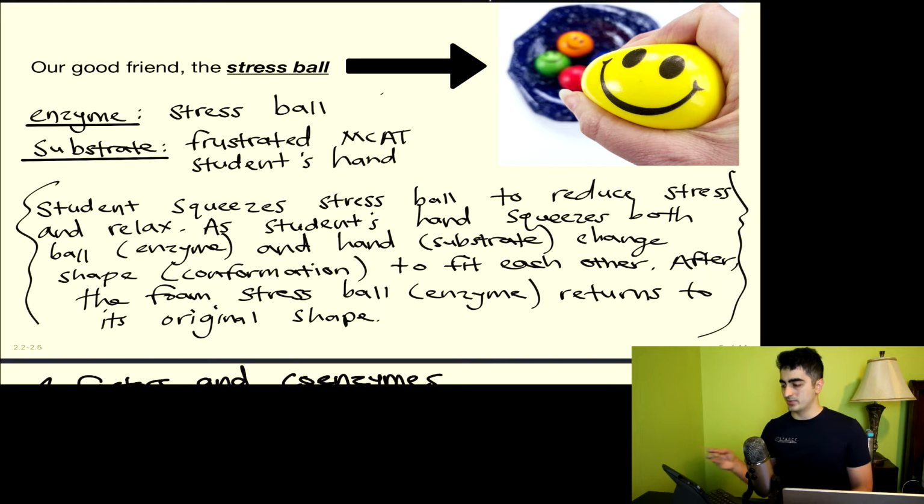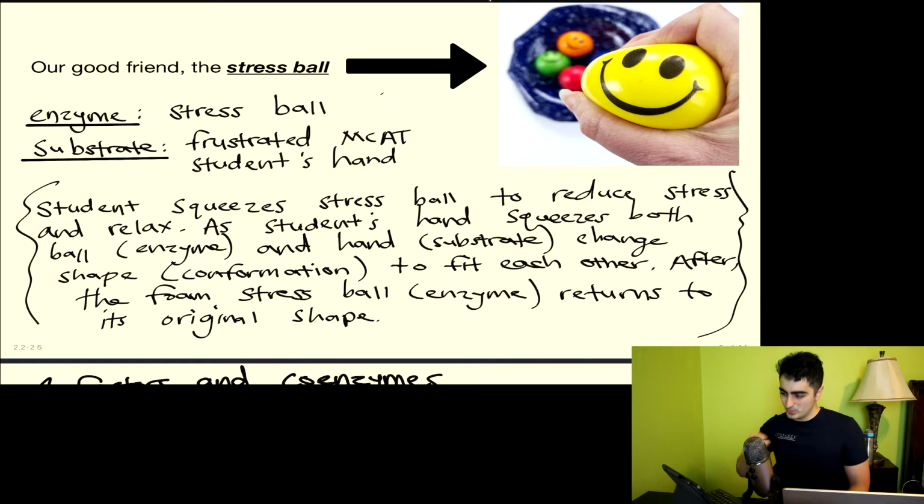So this is kind of the induced fit, right? You got your hand, which is a substrate. You're squeezing it. I mean, initially, you're not really getting your stress out, you got to squeeze that ball to get the stress out. So once you start really squeezing it, you just fit together with that stress ball, you really get your anger out. And you're like, darn, I hate the biochemistry section of the MCAT.